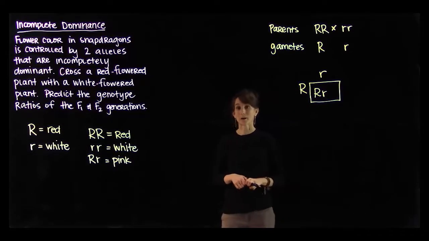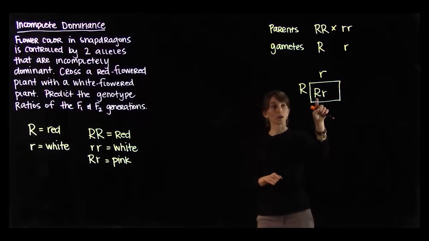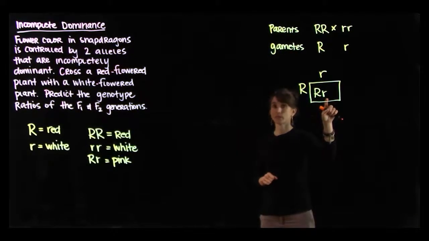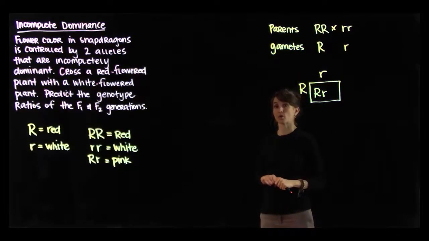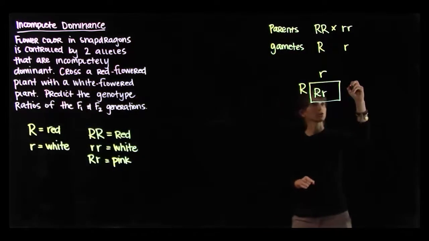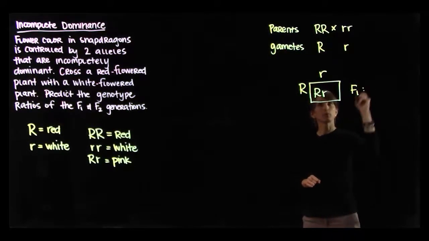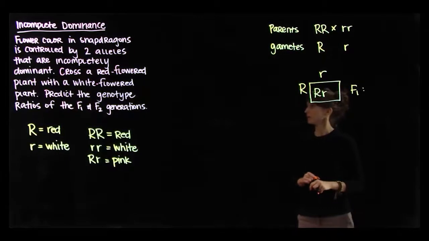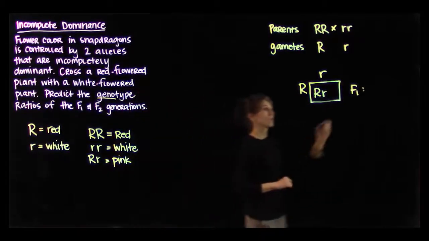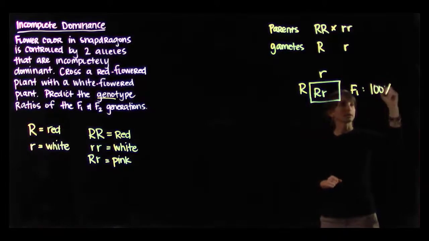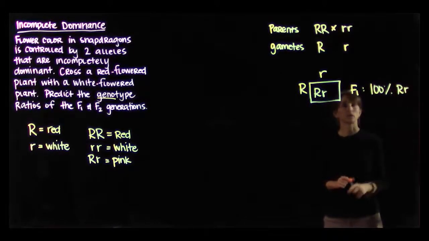There's only one possibility for offspring, and that is that they will all carry a big R and a little r. So remember that the offspring produced by this first set of parents are called the F1. So our genotype ratio for F1, yep, we're asked for genotypes, not phenotypes. So that is 100% big R, little r.